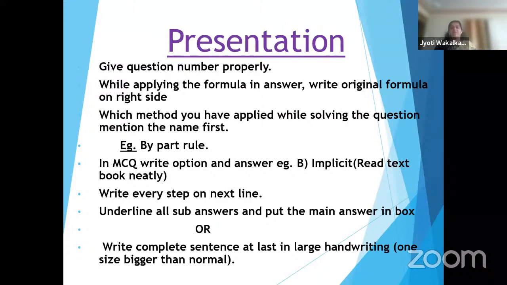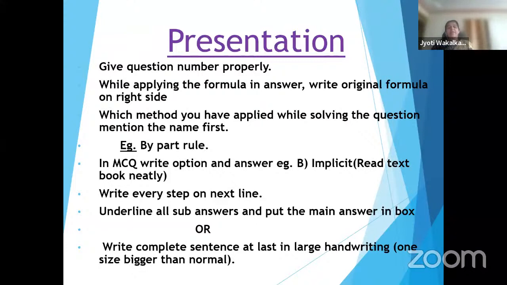Suppose you are applying here integration e raised to x, f of x plus f dash x, dx. That formula you apply, तो वो formula आप right side में write कीजिए. You should mention your formula in your answer. तो क्या होगा, आपका इंप्रेशन बढ़ेगा. If you are getting more than 75 or 76 marks, at that time these things are very important. ये छोटी छोटी बातें हैं that will improve your score.